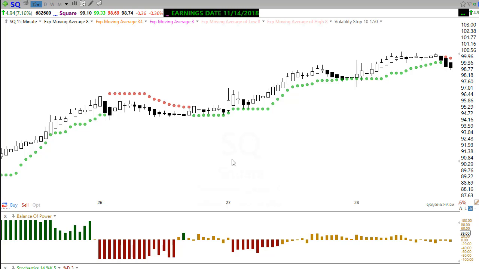There's nothing fancy or special or anything about the Heikin Ashi. In fact, it smooths it out. It helps us stay in that trend a little bit longer.